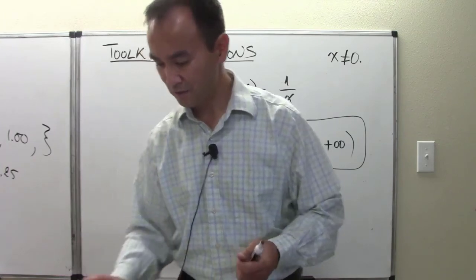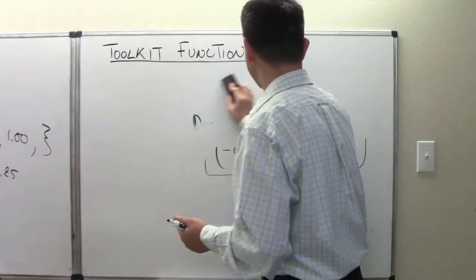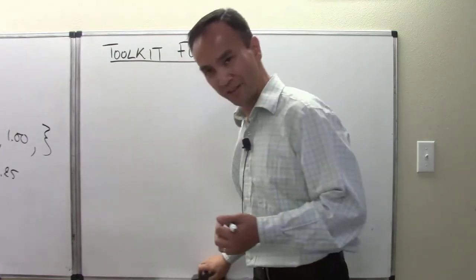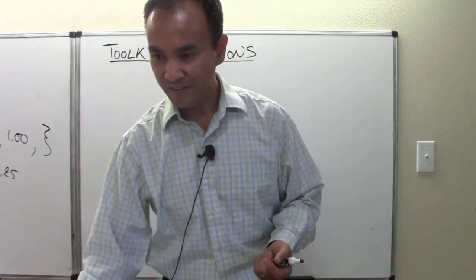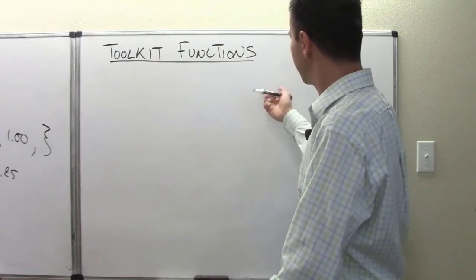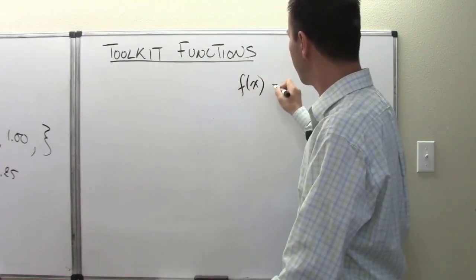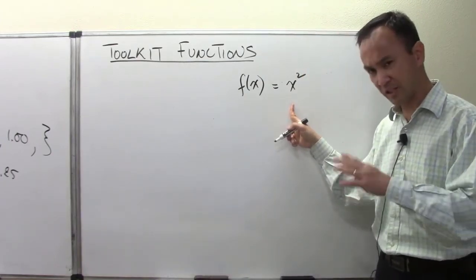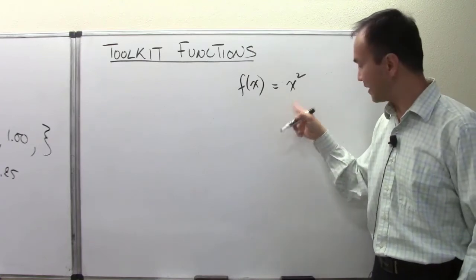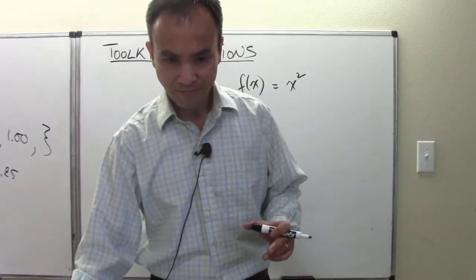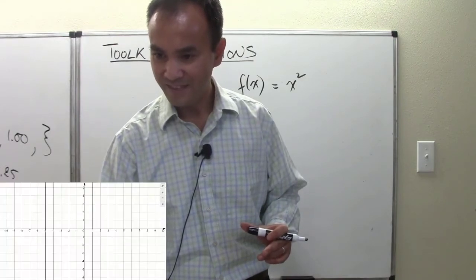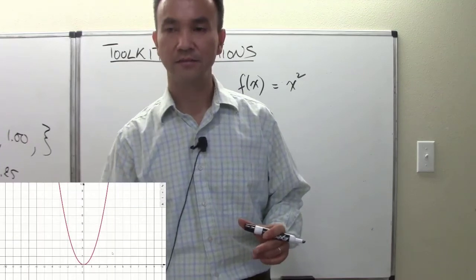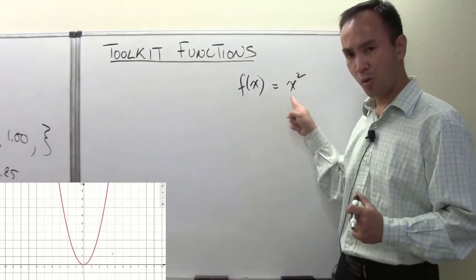All right, and so now let's have a look at one more toolkit function with the graph, so that we can identify the domain right here. The toolkit function I'm about to get to is the x squared function. This is the basic quadratic function, the simple quadratic function right here. Here's the graph of that. That's the graph for this simple quadratic.